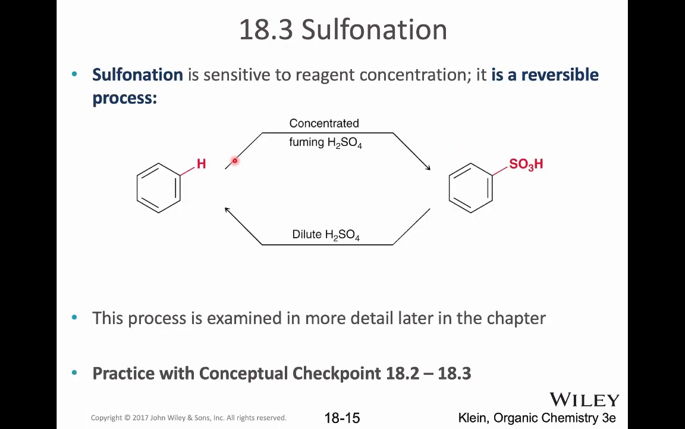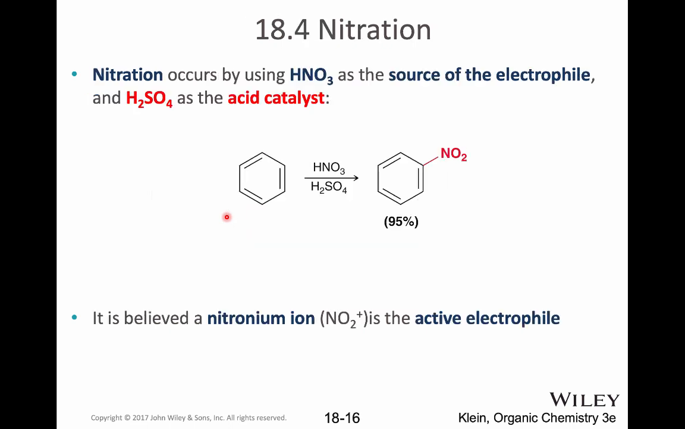And the reason the sulfonation reaction is interesting, and this will come up later, is that I can put the sulfonic acid on via concentrated sulfuric acid, and then if I use dilute sulfuric acid, I can get rid of that sulfonic acid group and go back to the aromatic ring. And this is going to become useful later on in the chapter.